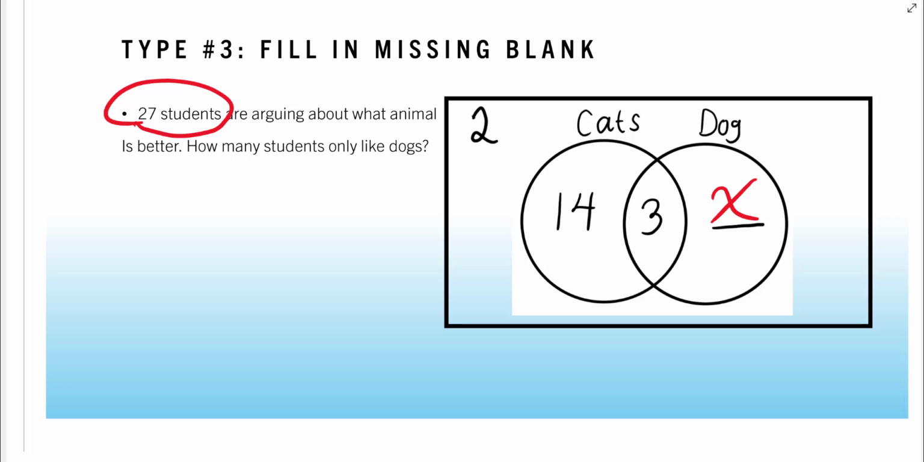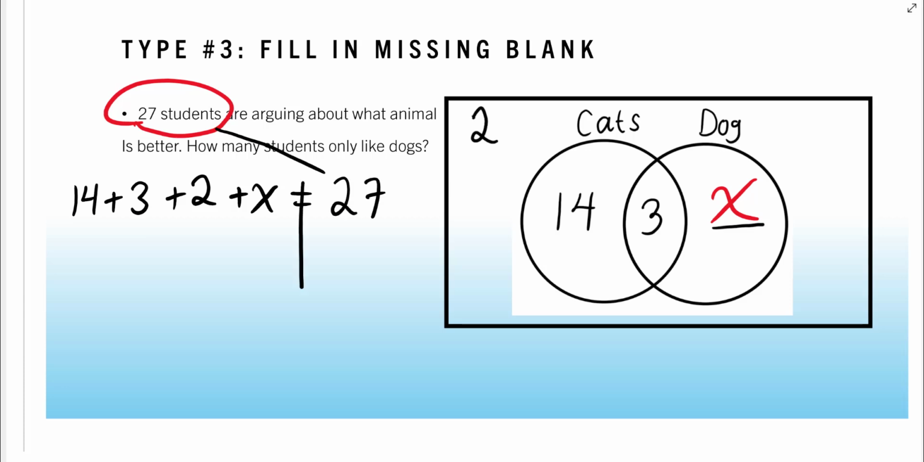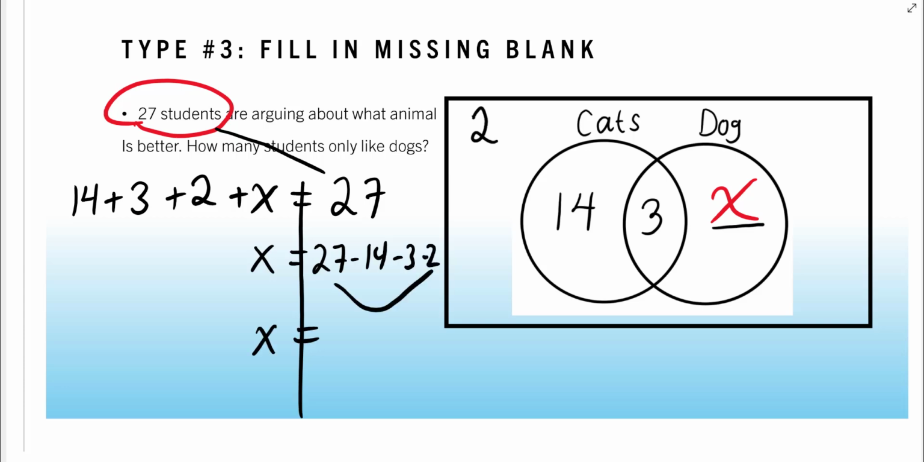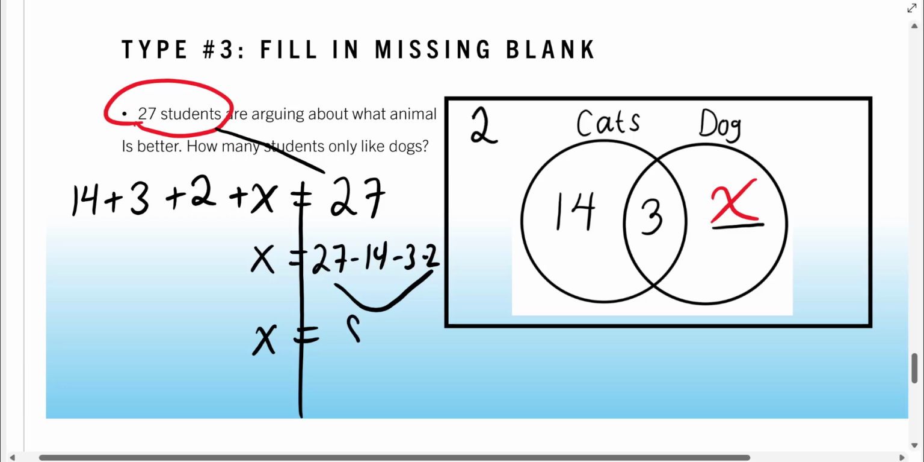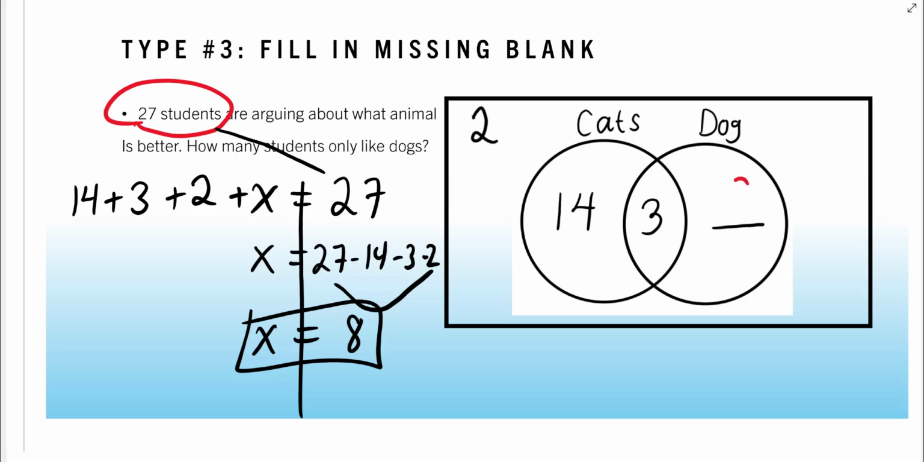So we're going to create an equation. Podemos crear una ecuación. 14 plus 3 plus 2 plus x equals 27. Again, the total. Draw a line. Positive 14 is now negative, minus 3, minus 2. The answer is 8. So 8 people only have dogs.